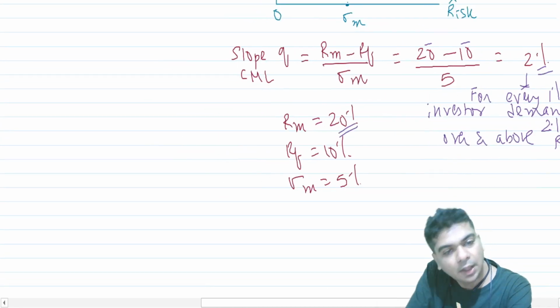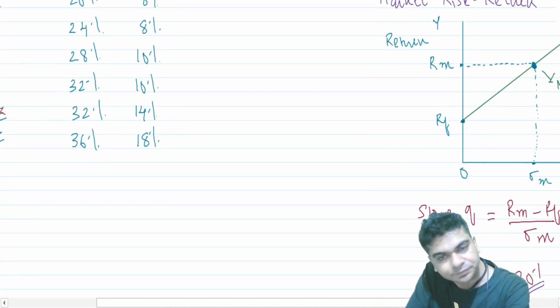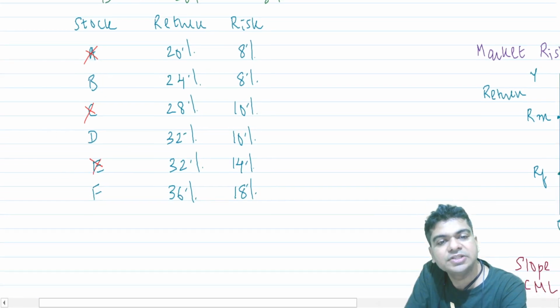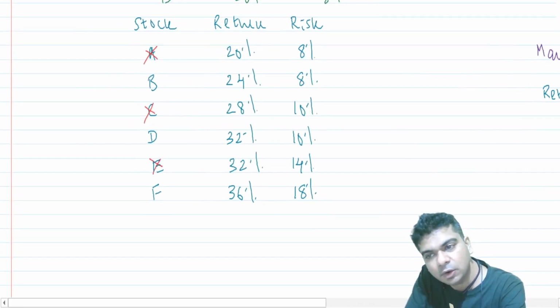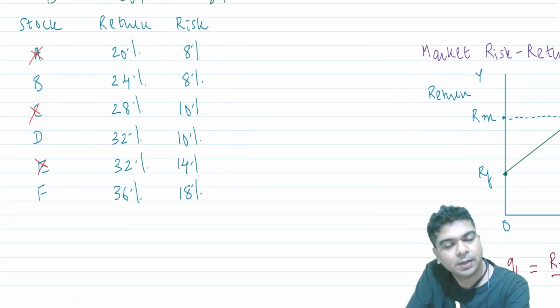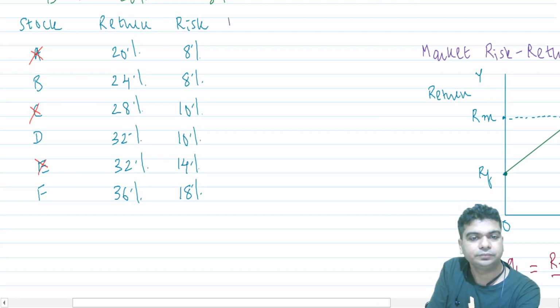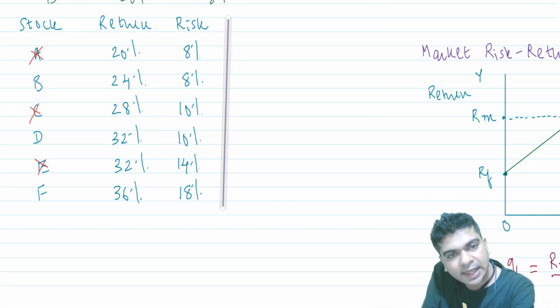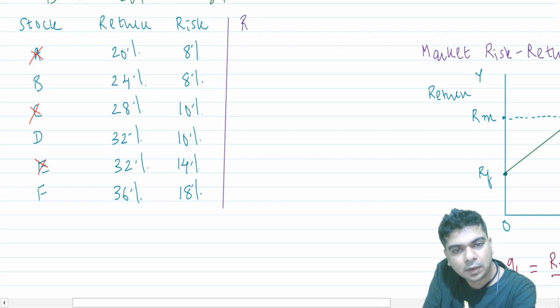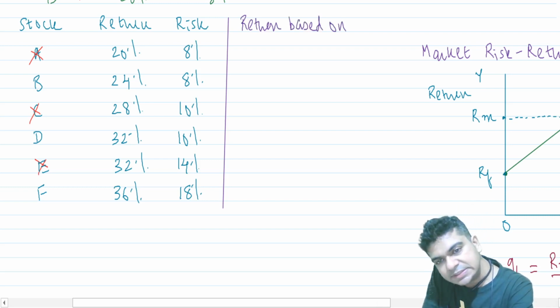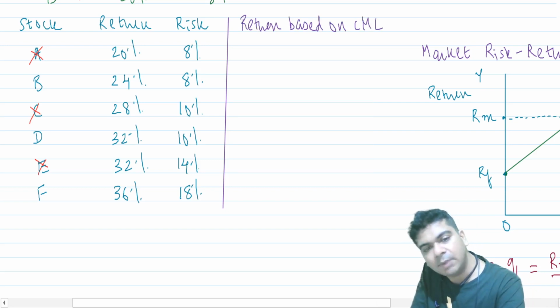Okay. Let me return back now to the original illustration that we were doing, right? The original illustration. Here it is. What I want to do is I want to now calculate the return based on CML, based on the capital market line.